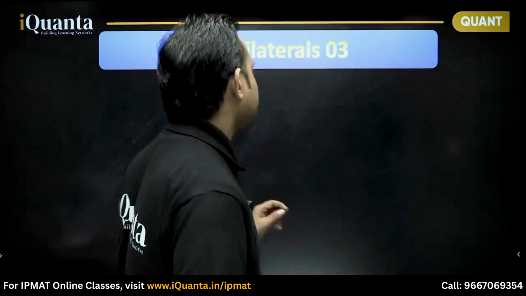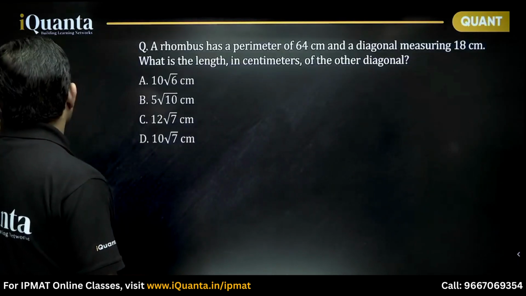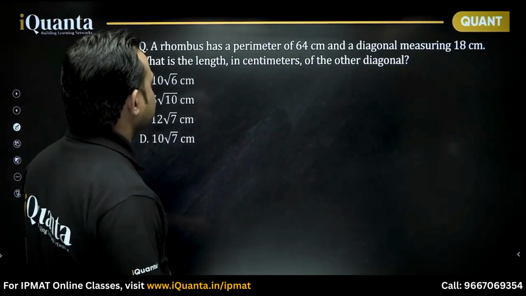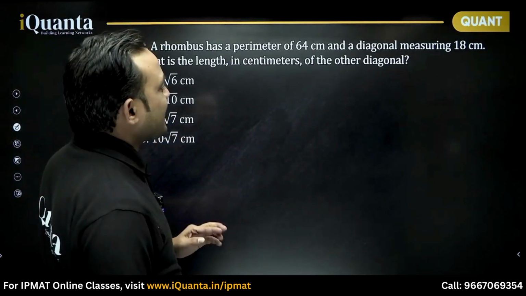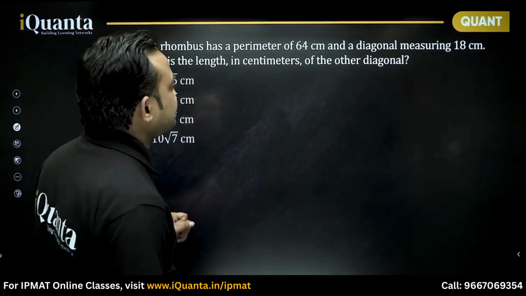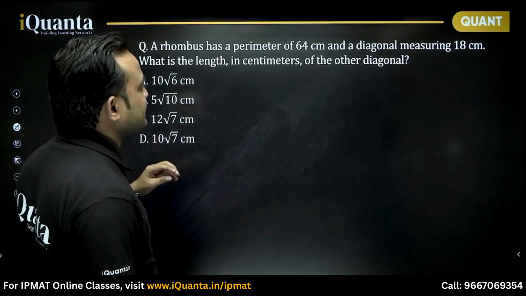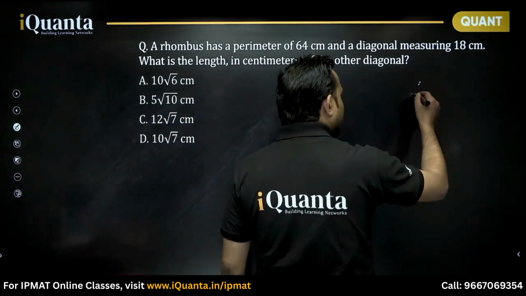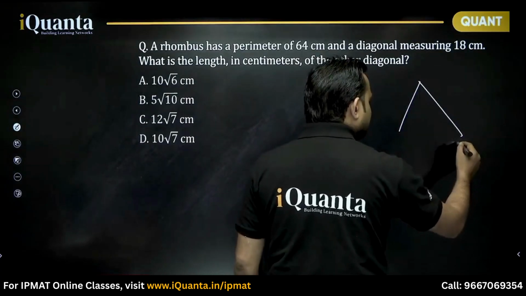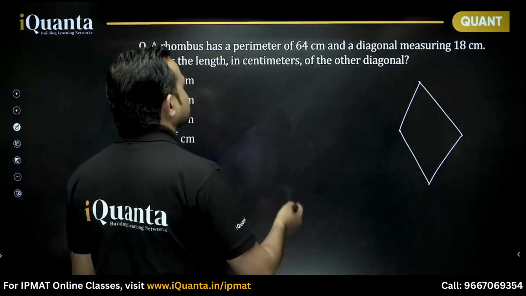Let's try our first question. In the first question, it's regarding a rhombus which has a perimeter of 64 centimeter and a diagonal measuring 18 centimeter. What is the length in centimeters of the other diagonal? So basically, we have a rhombus, something like this, and the perimeter is given, 64 centimeter.